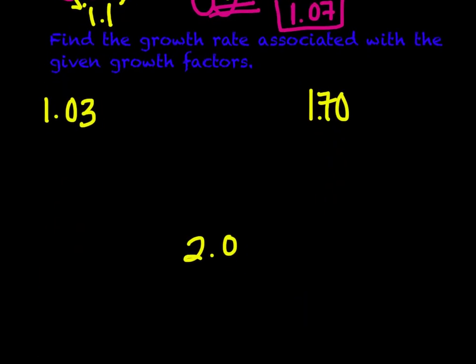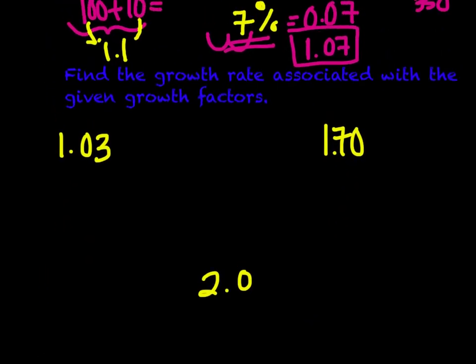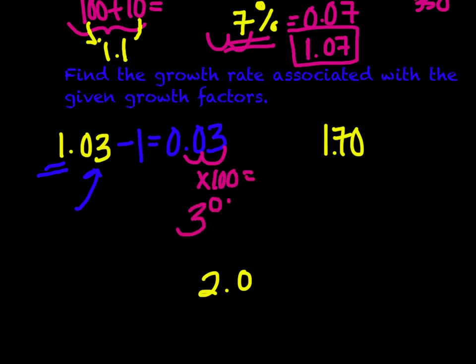So let's also try to do the opposite. Find the growth rate associated with the given growth factor. So like before, this 1 was that initial value. So our increase over our initial value is represented right here with everything else. So I'm going to actually subtract 1 from this, and I get 0.03, and then this can be turned into a percent because a growth rate is a percentage. So I'm going to multiply this by 100, essentially move the decimal point over 2 spaces, and I get 3% is my growth rate.